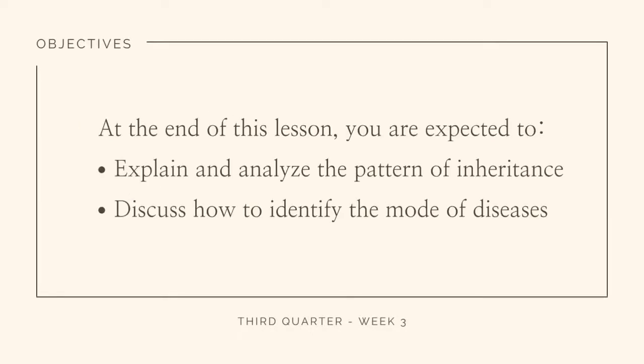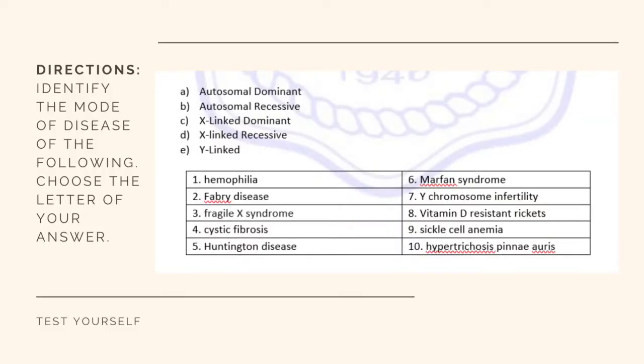So for this week, here are the objectives that we need to attain. At the end of this lesson, you're expected to, number 1, explain and analyze the patterns of inheritance. Next is to discuss how to identify the mode of diseases. Okay? Next tayo, we have here a short activity. This one is our Test Yourself. All you need to do is to identify the mode of disease of the following. Choose the letter of your answer.